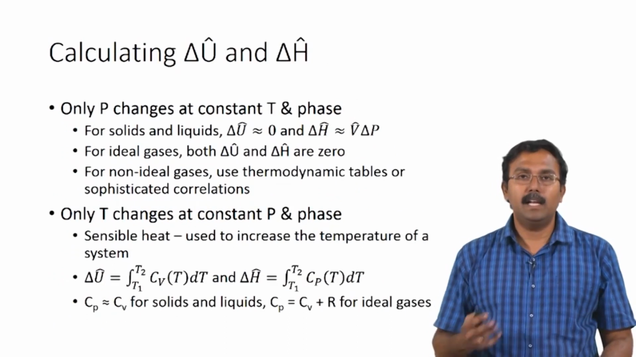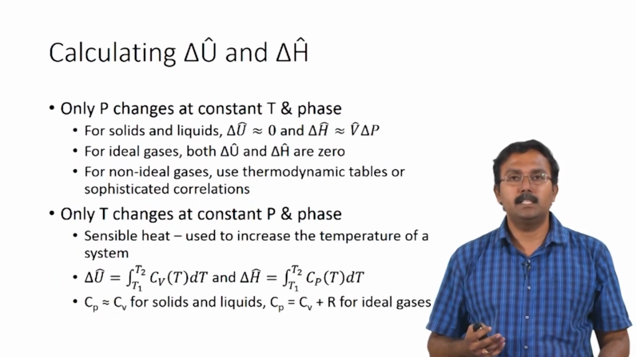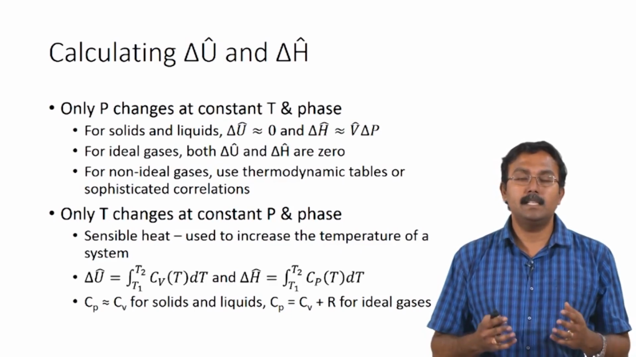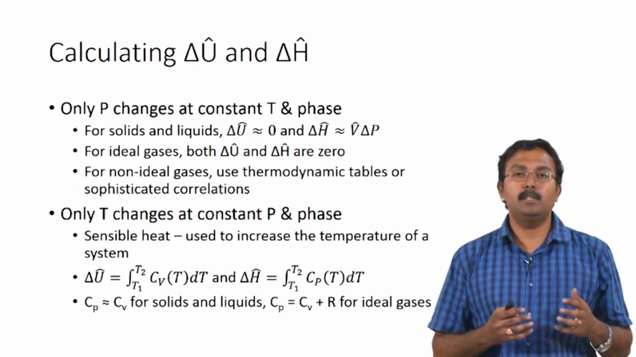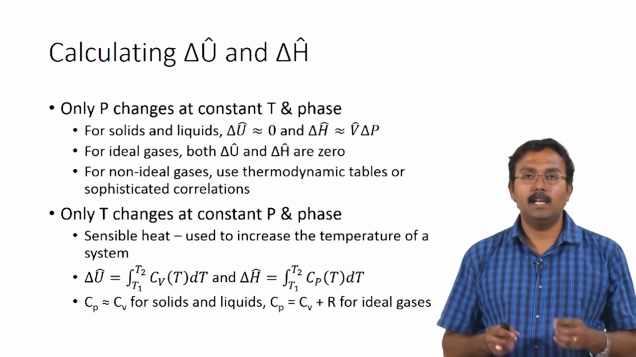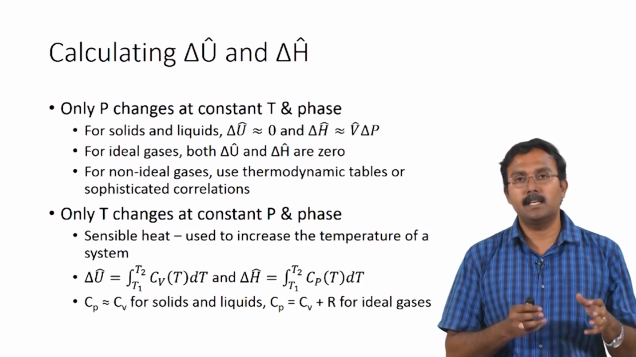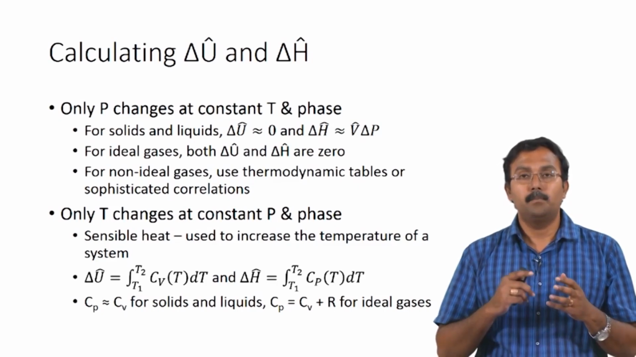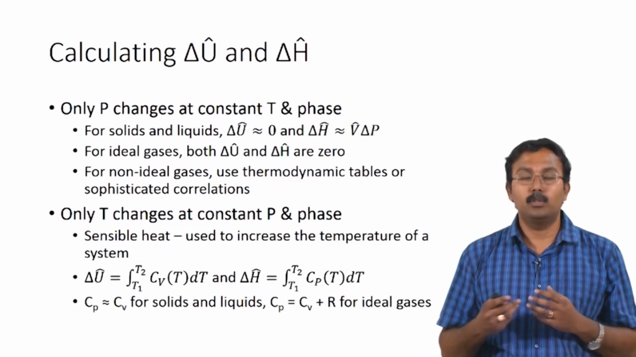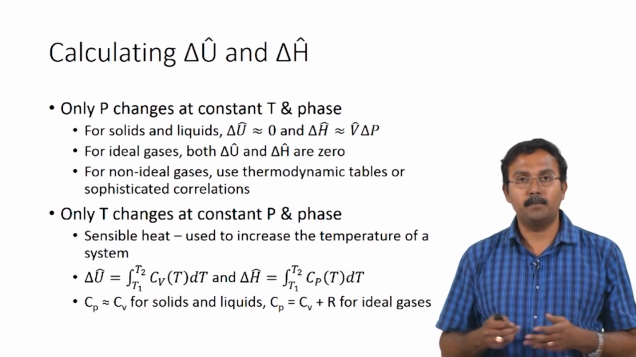So, while we calculate kinetic energy changes and potential energy changes, we already have the equations. How do we calculate change in internal energy and enthalpy? We have been doing this throughout the last few weeks. So, just as a refresher, we can only find the change in internal energy or enthalpy directly when only one of pressure, temperature or phase changes. If more than that is changing, you would have to build hypothetical paths.